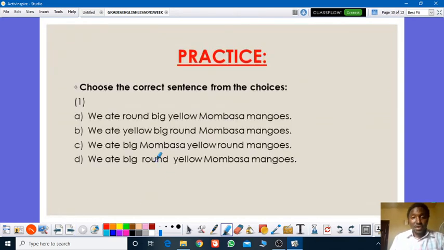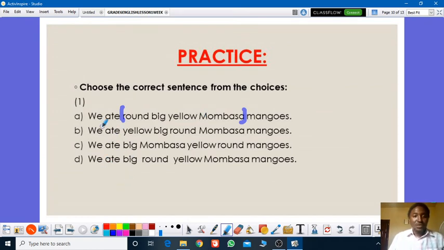Choose the correct sentence from the choices. So we have 4 sentences here, and one of them is correct, and it is correct because the adjectives, we have round, big, yellow, Mombasa. So those 4 adjectives, we need to find which sentence has had the adjectives arranged correctly according to the order that we have learned.